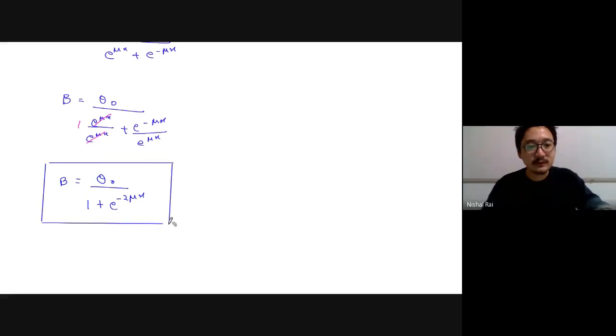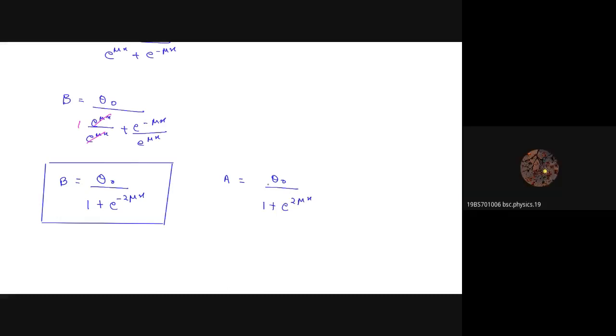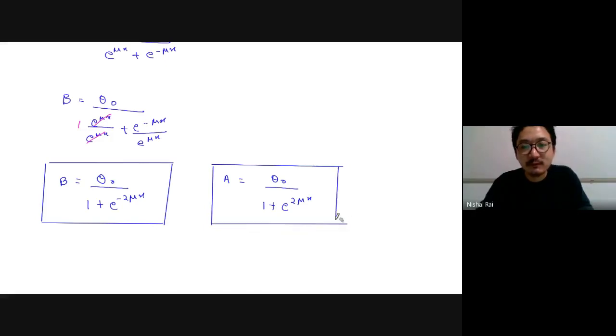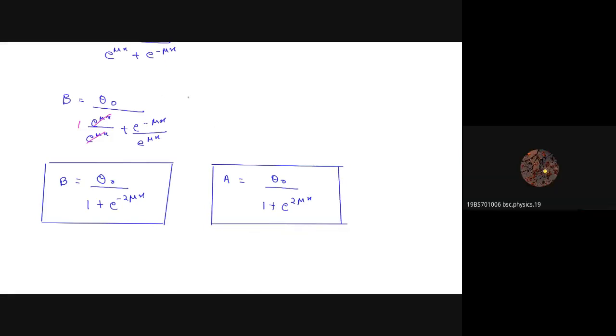So this is your first condition. Similarly, what will be A? Similarly, A will be theta naught divided by 1 plus e to the power twice of mu x. I think it's clear. We can do it explicitly also, it's not a problem. You can use any one of the equations. Yes, let's check.